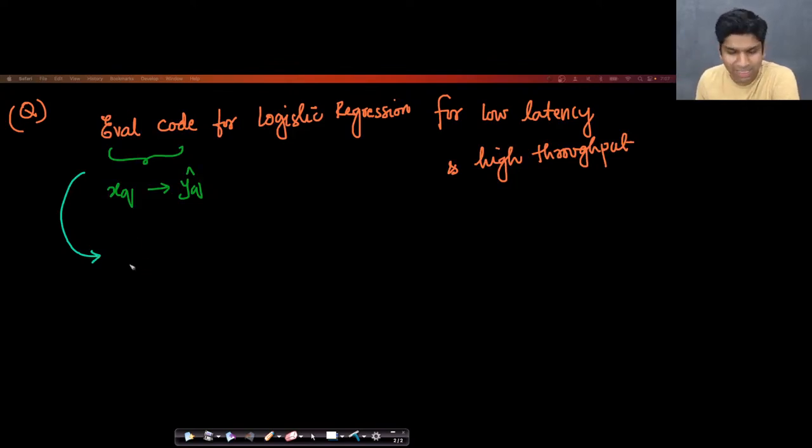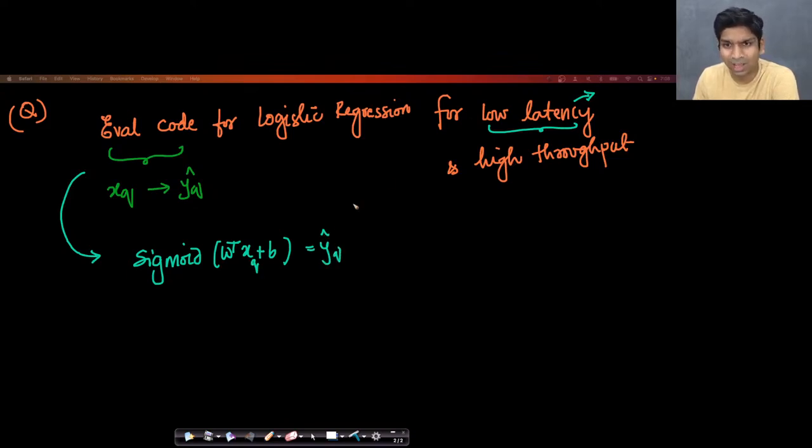Somebody is saying, I'll just implement the code for sigmoid of W transpose X plus B. There are also some clarifications: what does high throughput mean? Low latency, everybody understands. It basically means I should be able to evaluate this, because this is my XQ and this is my YQ hat, in a few milliseconds, very fast. High throughput means I should be able to run lots of queries per second, say 10,000 query points per second. This is what high throughput means.